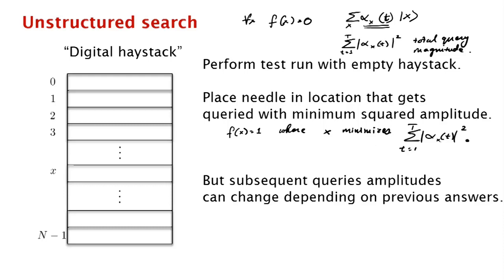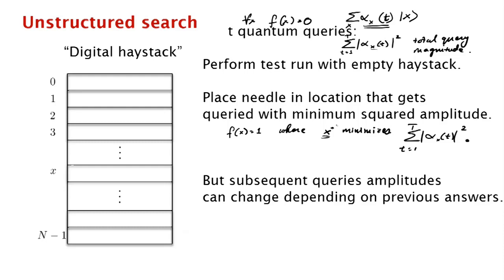But how do we show this? The problem with showing this is that the subsequent query amplitudes may change depending upon previous answers. Now that we've placed the needle at x, even though at time t equal to 1 the superposition is exactly the same, at t equal to 2 the query does not need to look like alpha of x t. For all we know, as soon as the algorithm queried this particular x star even a little bit, the subsequent queries start changing and then it finds the correct answer. So we've got to argue that it can't do that.